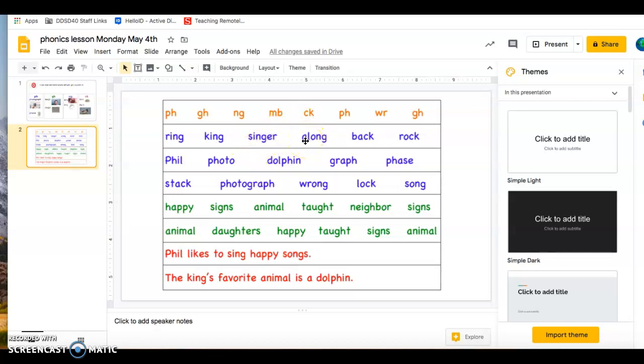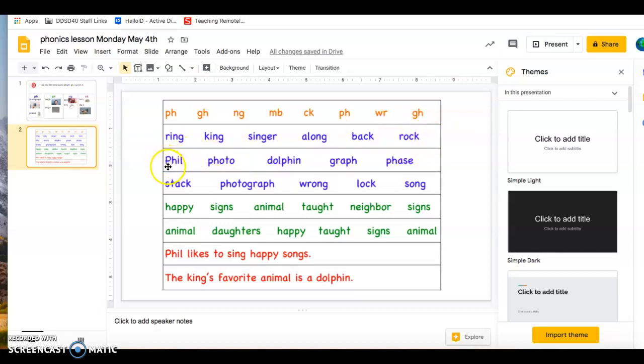Let's look at this word. This word, you know what that letter says at the beginning. And then look, here's a word that you might know. If you didn't know it, you could sound it out. So listen as I do it. Ng, along, along. What's the word? That's right, along. Okay, sound out this one. What's the word? Back. Sound out this one. What's the word? That's right, rock.